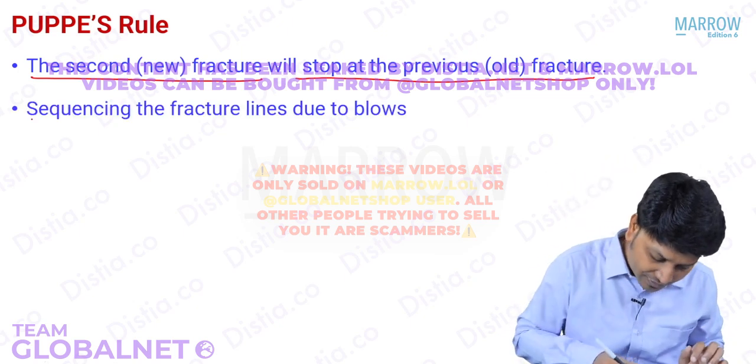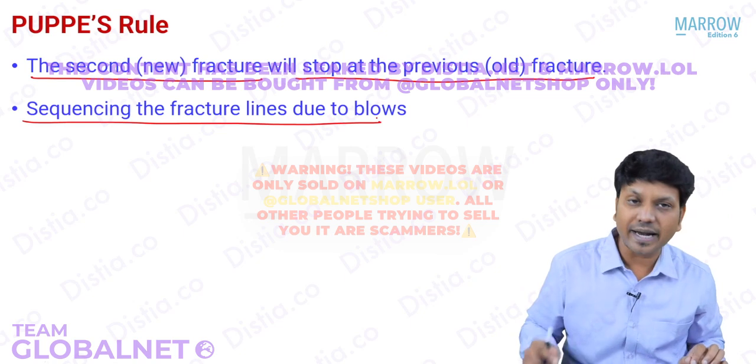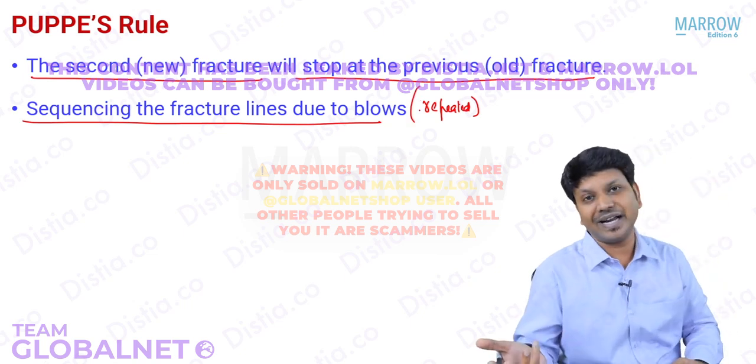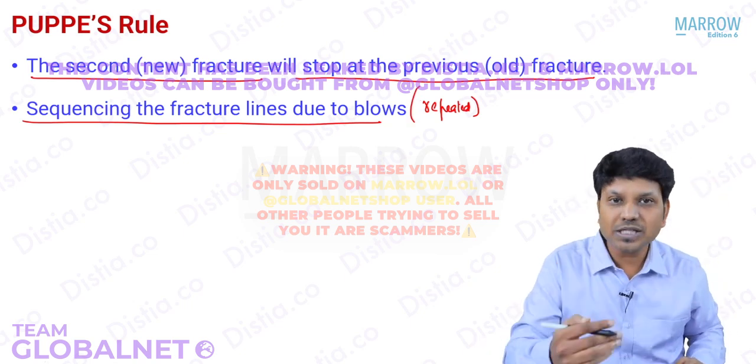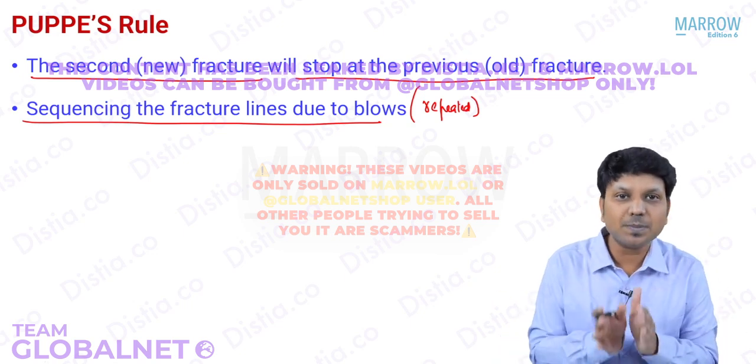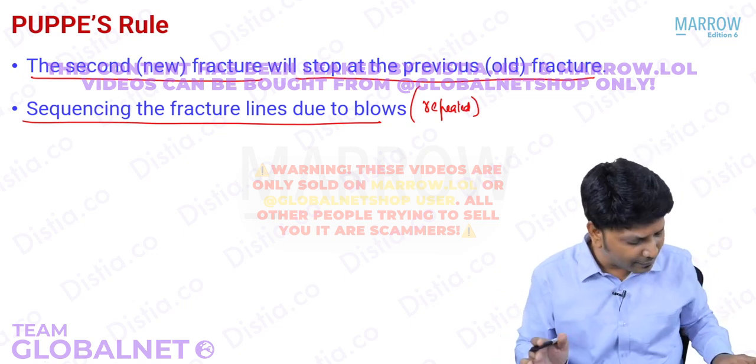Do remember, this will help us to sequence the fracture lines due to repeated blows. When you have repeated blows to the skull producing multiple fracture lines, you can easily find out which is the first one, which is the second one, and which is the third one, depending on this Puppy's rule.